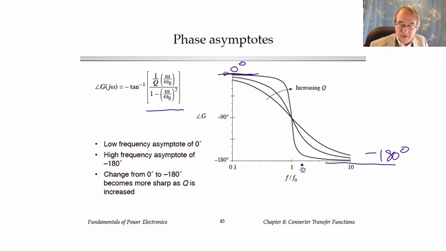And then in the vicinity of the corner frequency, the change from 0 degrees to minus 180 degrees becomes more sharp as you increase the Q factor. So we can think about some mid-frequency asymptote, say that does this to change from 0 to minus 180, and how steep this asymptote is, or how steep the change is, depends on Q. All of the functions go through minus 90 degrees at the corner frequency, but then the slope here depends on the Q factor.